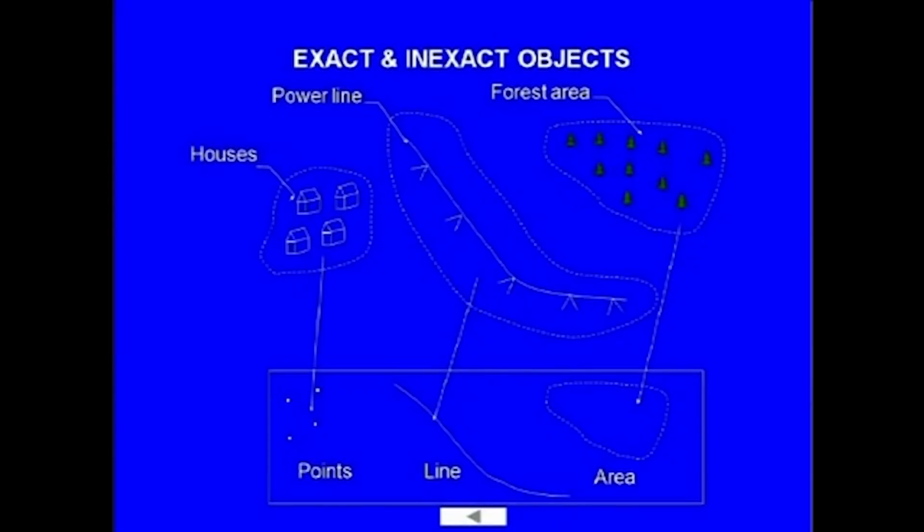Here, this particular slide shows a graphical representation of the exact and inexact objects. We can see there are three types of information in the object space. There is a group of houses, a power line, and beyond the power line there is a forested area. Now, this information can be converted into point information, line information or area information depending on the type of information which is present.